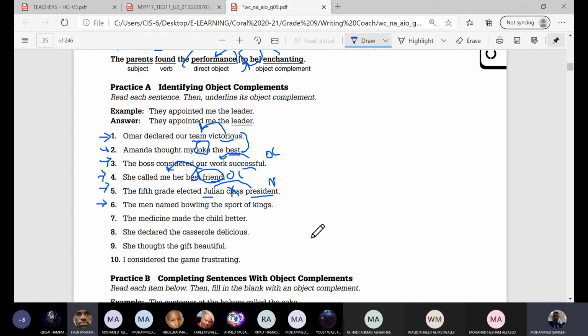Okay, Hadi Damanhuri, number 6. The men named bowling the sport of kings. This is completely wrong. Do you remember the note I said at the beginning of class? I said never to pick any words from the prepositional phrase at all. And "of" is a preposition. That's why I crossed this out. No way. Okay? Sport. So, just sport. Yes, it is. Excellent. Sport is renaming the object bowling. Very good. That's it.